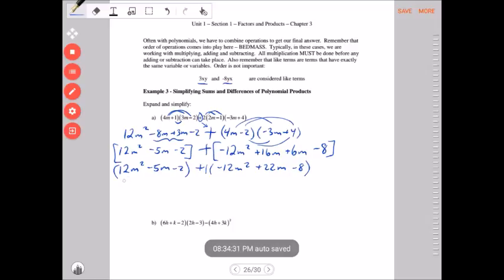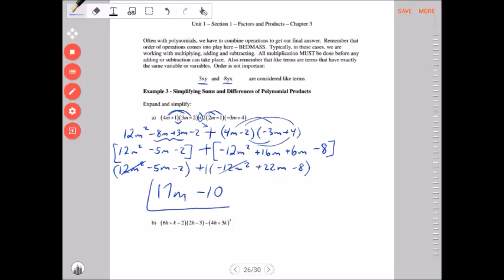So look at this. Let's do these squareds first. 12m squared plus negative 12m squared. Plus and negative is just negative, so 12m squared minus 12m squared, which is 0m squared. They just cancel. So there's no m squareds here. Bye-bye. And then negative 5m plus 22m. Negative 5 plus 22 is 17m. And negative 2 plus negative 8, of course, that's just minus 10. So there is our final answer.